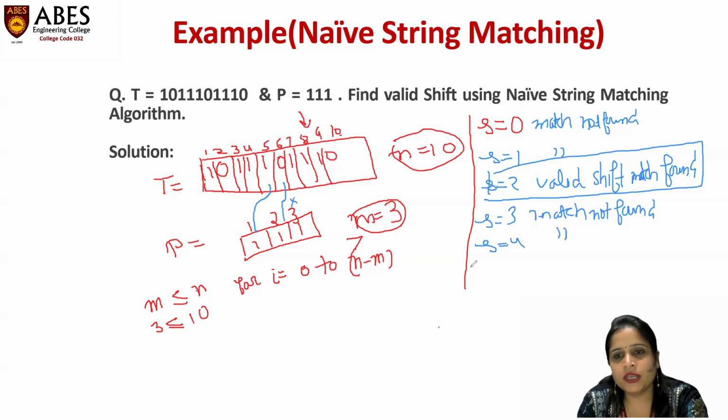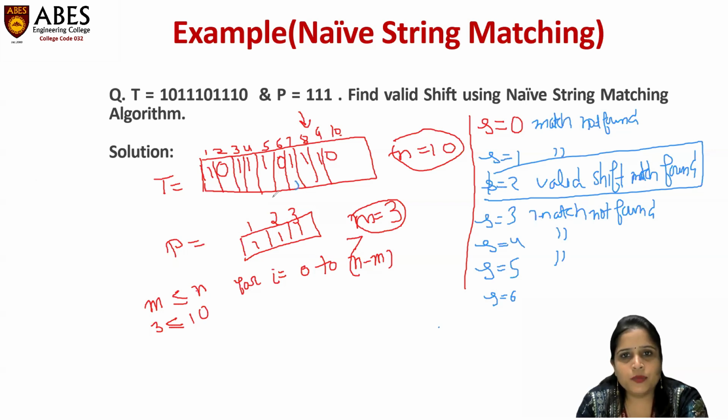Again match not found. Then again we increment the value of S by 5. In case of S by 5, again we match T of 5 plus 1 and T of 6 to P of 1, match not found. Then next we increment S by 1. So S is equal to 6. In case of S equal to 6, we compare T of 6 plus 1.